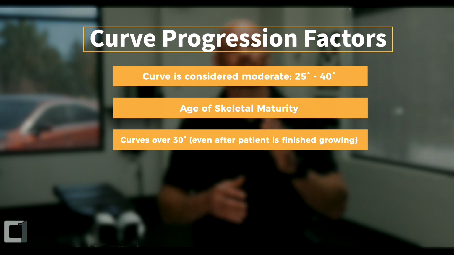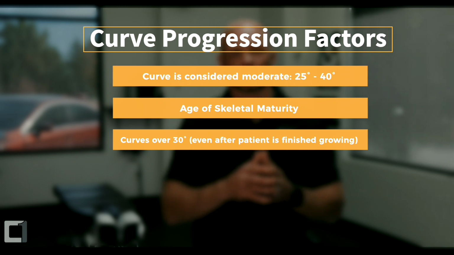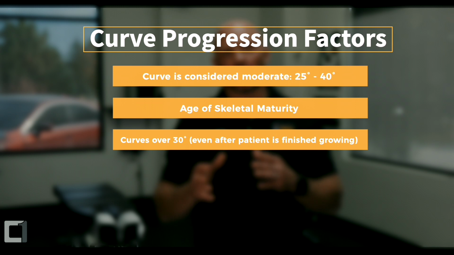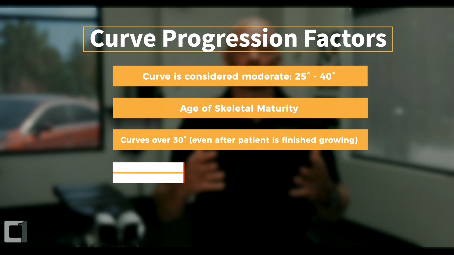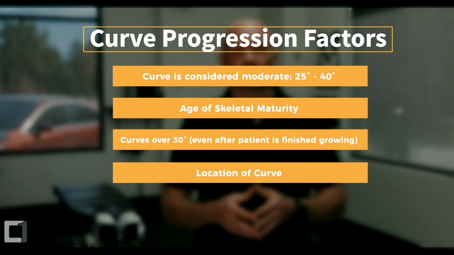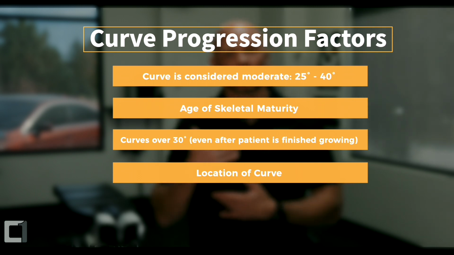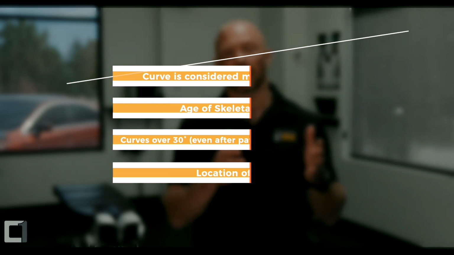When that curve gets beyond 50 degrees, we know that there is basically 100% risk of that curve progressing. Beyond just the size of the curve, we also look at location, because curves in the lumbar spine or the thoracic lumbar spine also have a higher risk of progression, especially after someone is done growing.